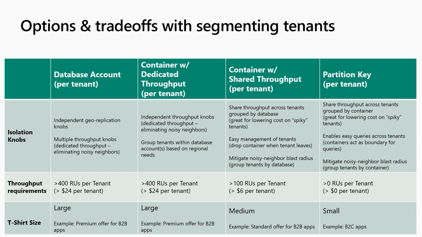This is great when you're doing medium-sized tenants, if you're doing, let's say, a standard offer for B2B applications. And of course, as a B2B enterprise application, if you have, let's say, a standard SKU and a premium SKU, for the premium SKU, you might actually want to give them dedicated throughput.